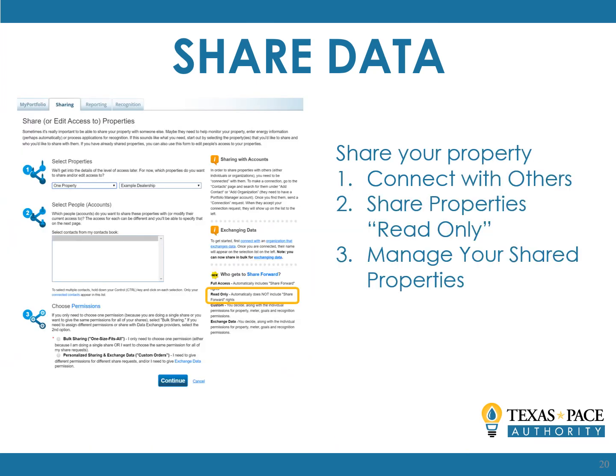On the next page, you can select which properties you would like to share your data about. You can also select who to share your data with, which in this case would be the HARC EnergyStar account. Additionally, you can change sharing permissions to read only, which prevents anyone else from sharing your data.